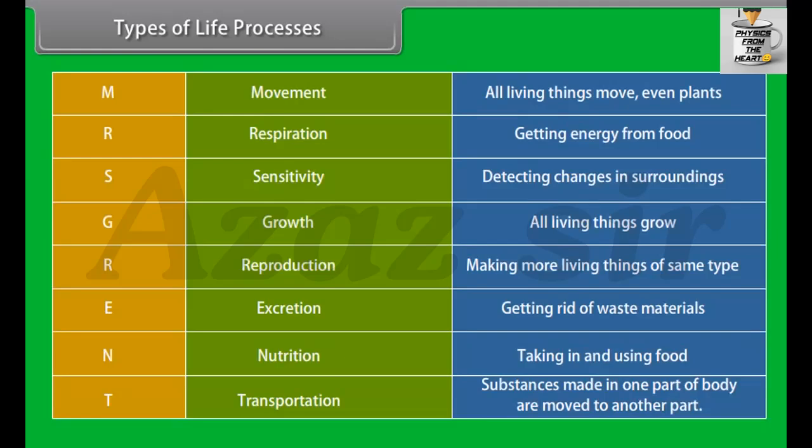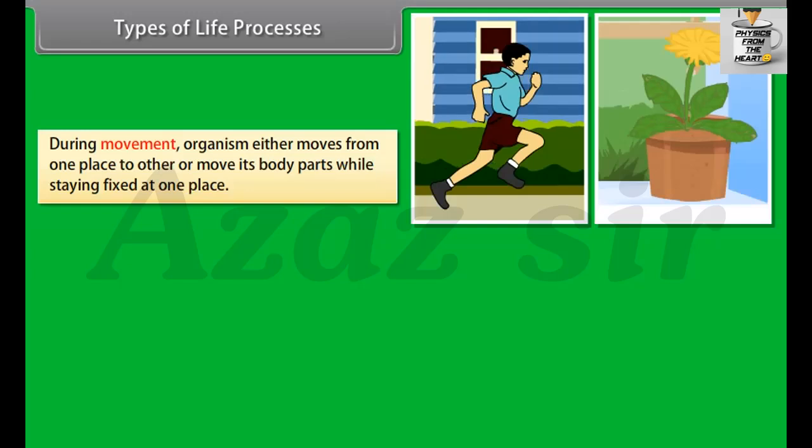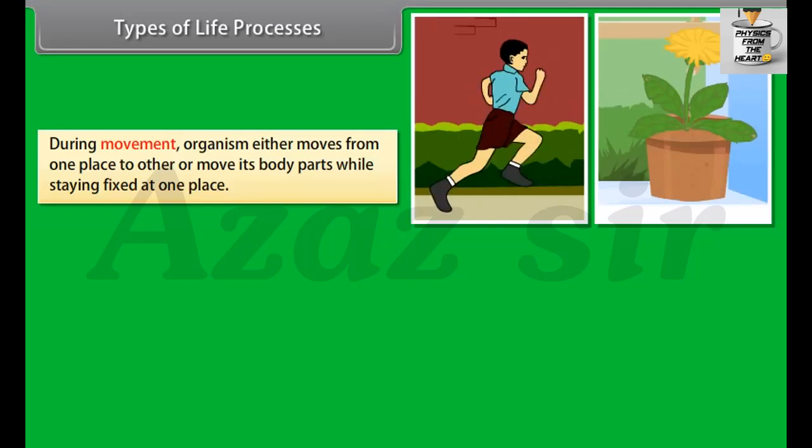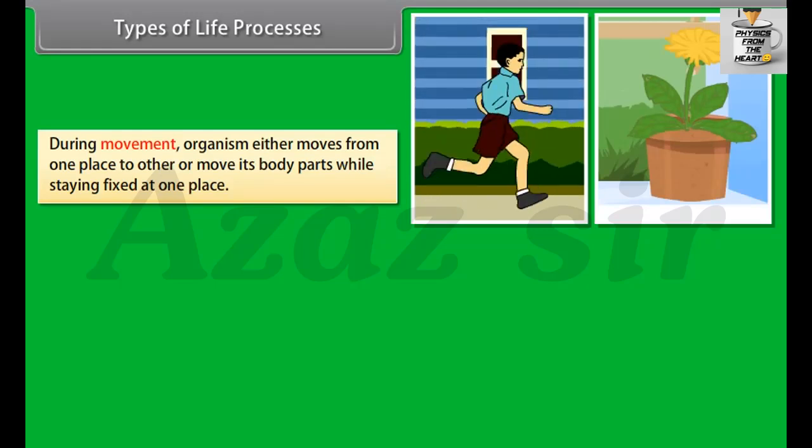Types of life processes. There are the following basic life processes: movement, respiration, sensitivity, growth, reproduction, excretion, nutrition, transportation. During movement, an organism either moves from one place to another or moves its body parts while staying fixed at one place.